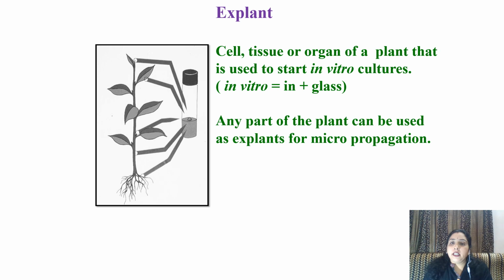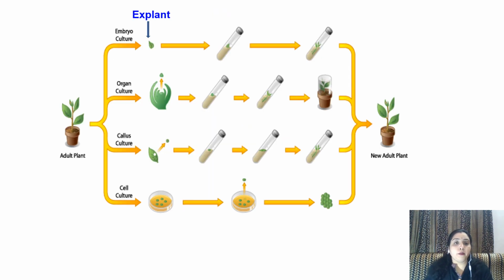Explant. Cell, tissue, or any organ of a plant which can be used to start tissue culture is known as explant. Any part of the plant can be used as explant for micropropagation. Here, this one is adult plant. We can select embryo, any of the organ, callus, or even a single cell and start the technique and process of tissue culture. All these will finally develop into a new adult plant.